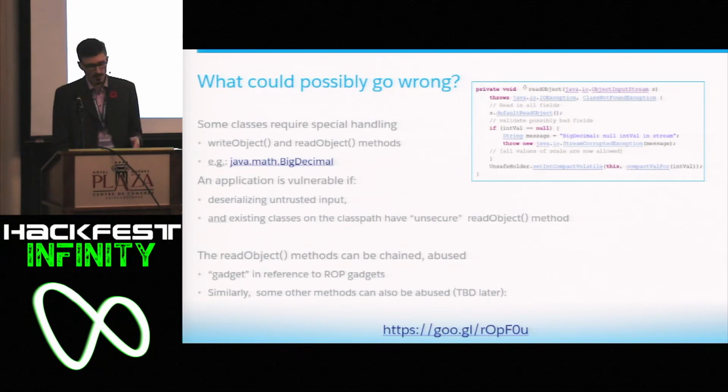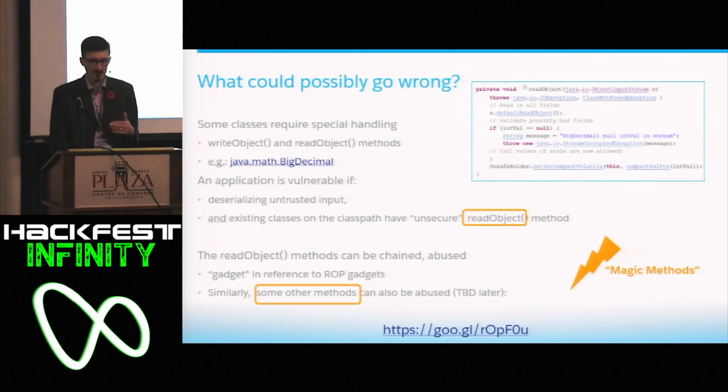And people call them gadgets in reference to ROP gadgets. It's slightly different, but it's kind of the same idea because you reuse what the server already has. And I'm talking about read object, but we'll see later that there are other methods that share the same properties. And collectively, we call these the magic methods.